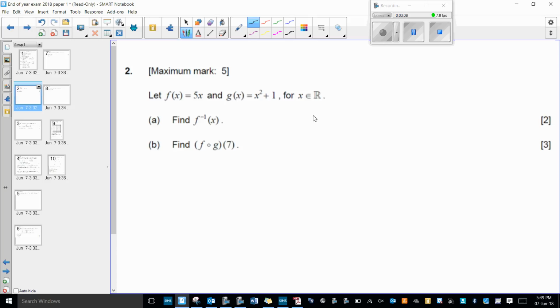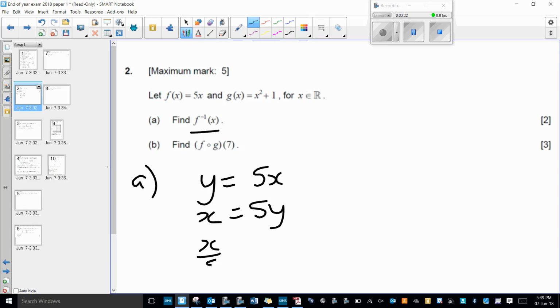Alright, so question 2. We're trying to find the inverse of the function f(x). So we write y equals 5x, we switch our x and y, and we rearrange to make the y the subject. So f minus 1 of x is x over 5.